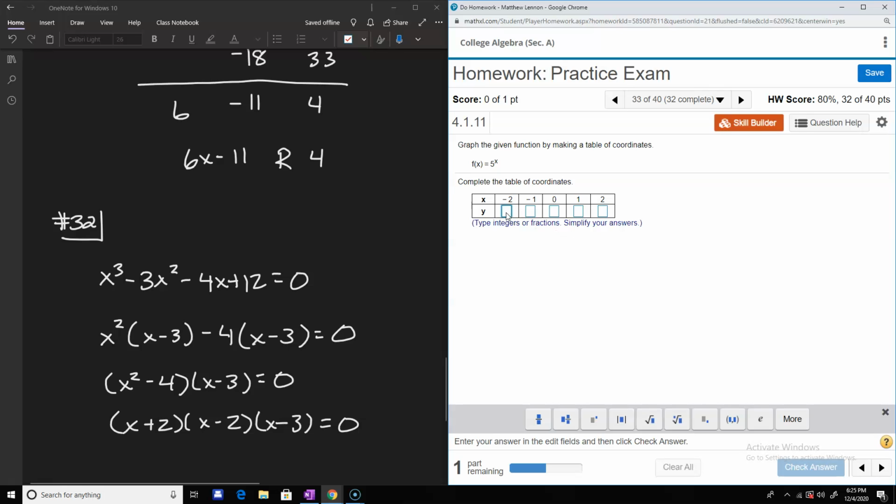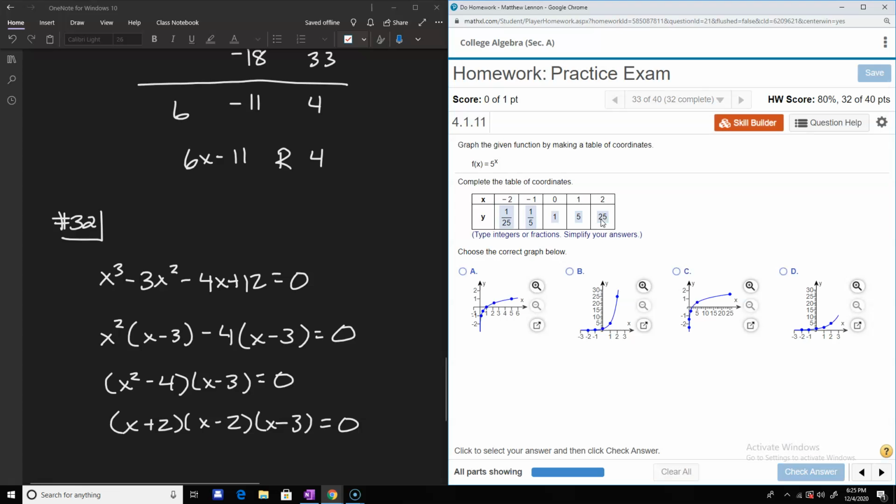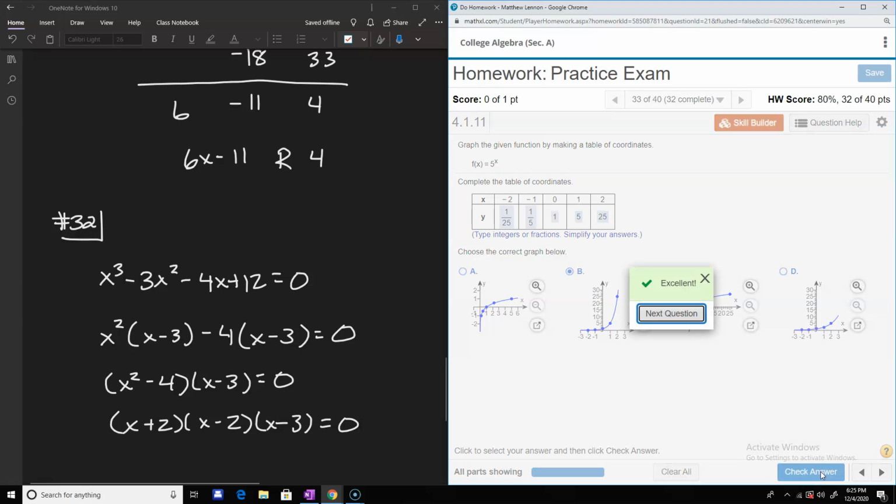Again, we're making these the exponents. 5 to the negative second power is 1 over 25. 5 to the negative first power is just a fifth. 5 to the 0 is 1. 5 to the first is 5, and 5 squared is 25. So those are all of our values, and then we see the graph here is B. None of the other shapes really make sense. The coordinates don't match.